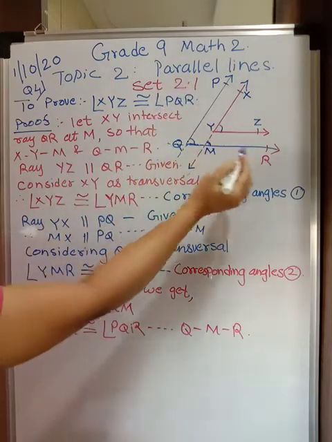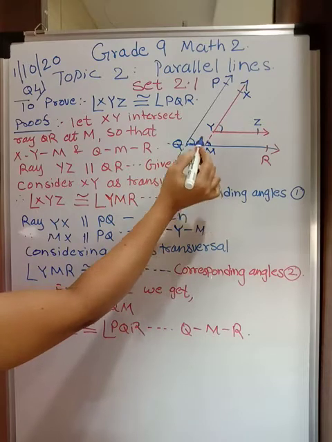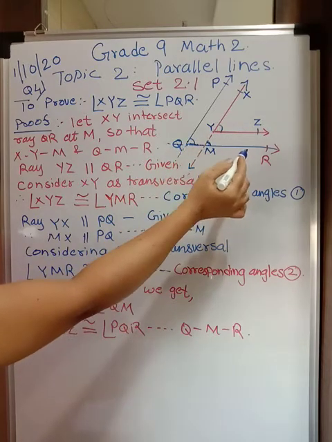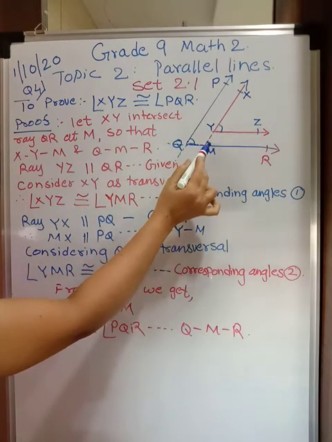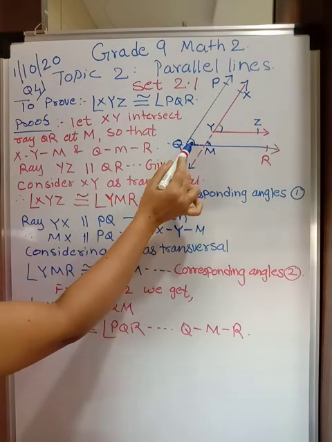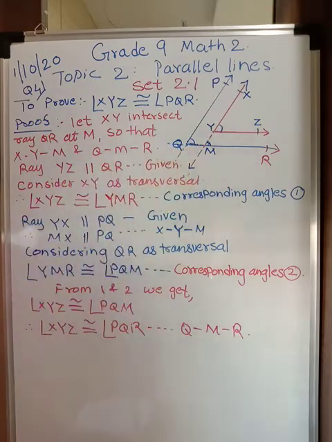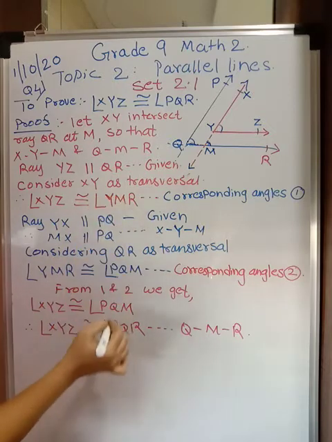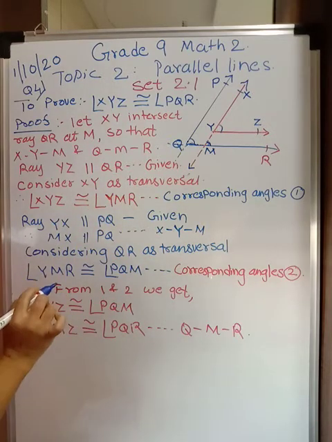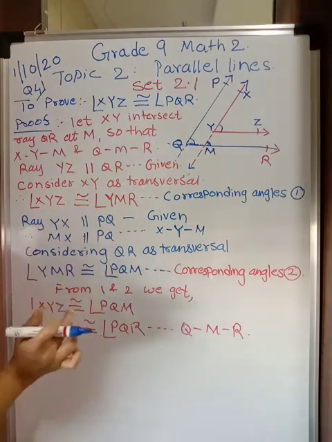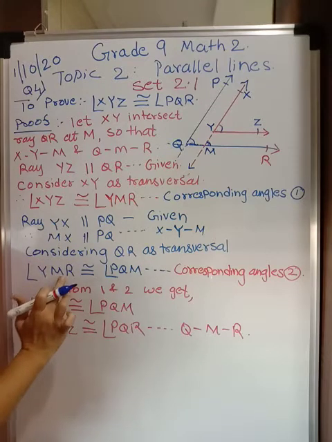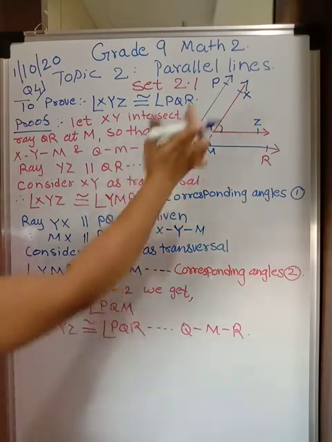So PQM you consider will also be equal to YMR. So this angle is once equal to this and this angle is once equal to this. And therefore, these two angles are equal to each other. Okay, so I have written the proof, I have written the reasons also. Initially, we write only here, for example, YMR is congruent to PQM.